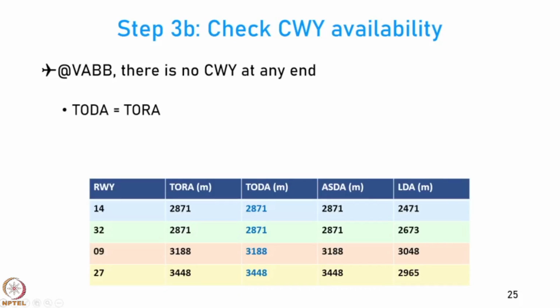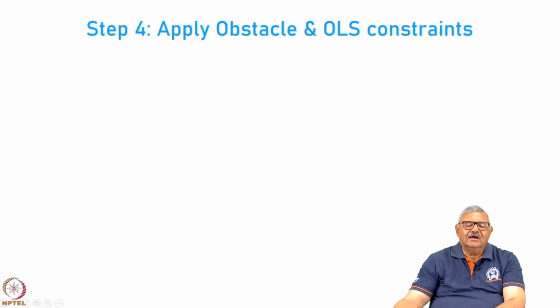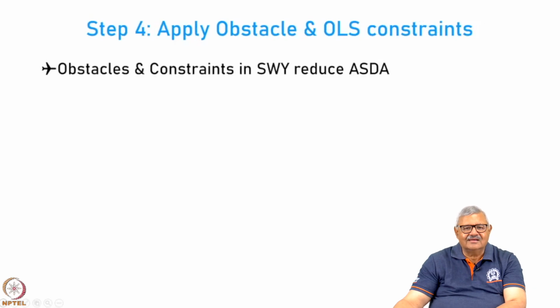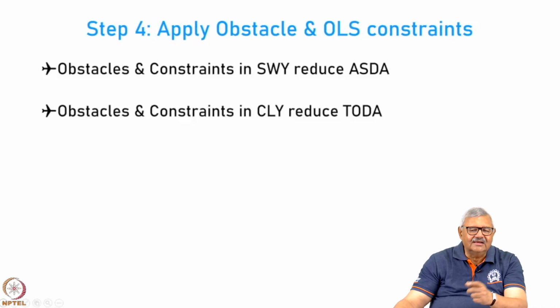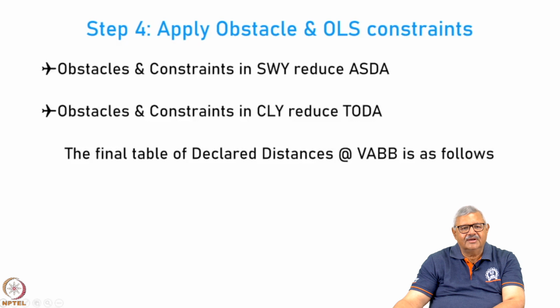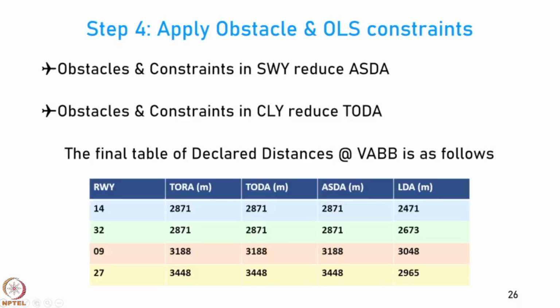So, with this we have now filled up. Now, we apply obstacle and OLS constraints. These obstacles and constraints, as I mentioned, reduce ASDA if they are in the stopway, and they reduce TODA if they are in the clearway, but we do not have them in Mumbai airport. So, therefore, the final distance is as shown below. So, this is the final table for the declared distances of Mumbai airport.